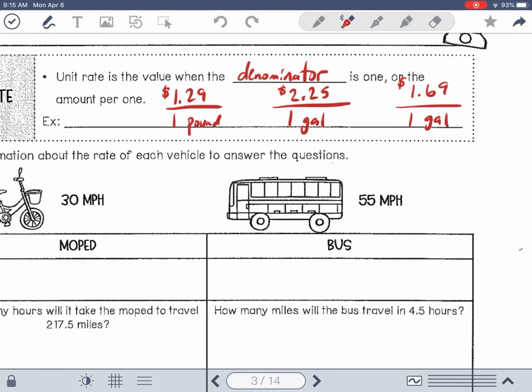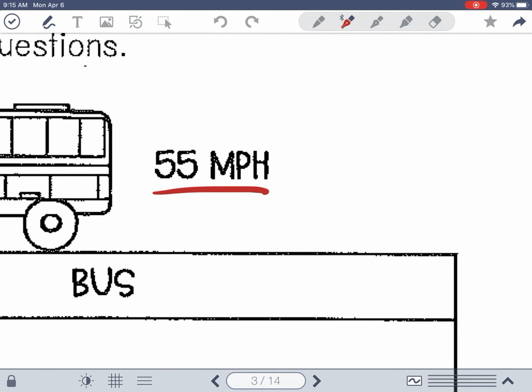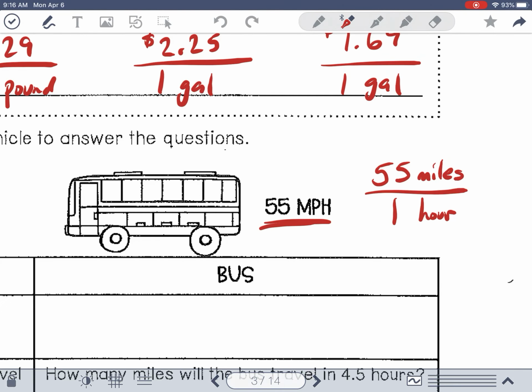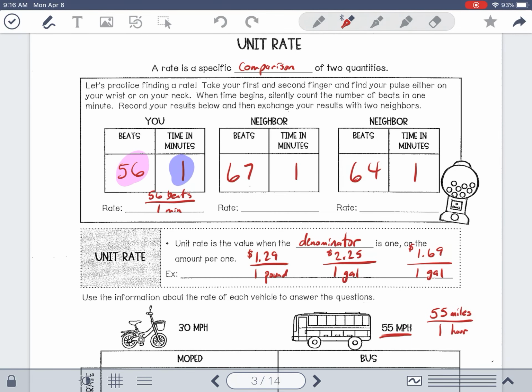You also know that you have speed. If you look at miles per hour, when you look at 55 miles in 1 hour, that is a unit rate. That's what's given to you. Sometimes it's fairly straightforward. Now we're going to look at a few examples in just a moment of how to find a unit rate when it's not given to you. So with a unit rate, you compare two quantities.